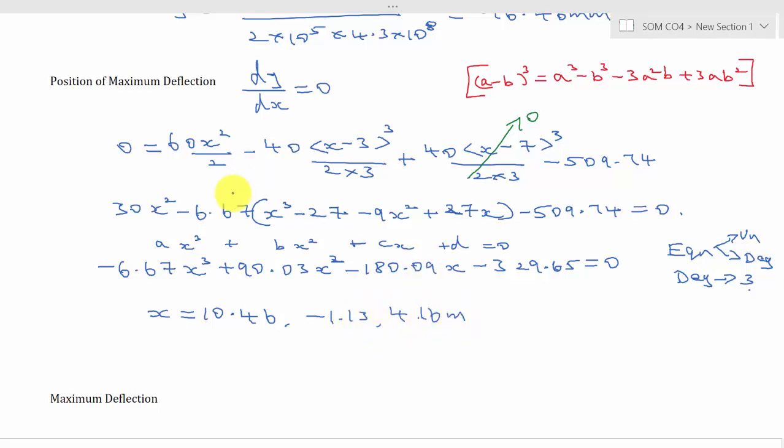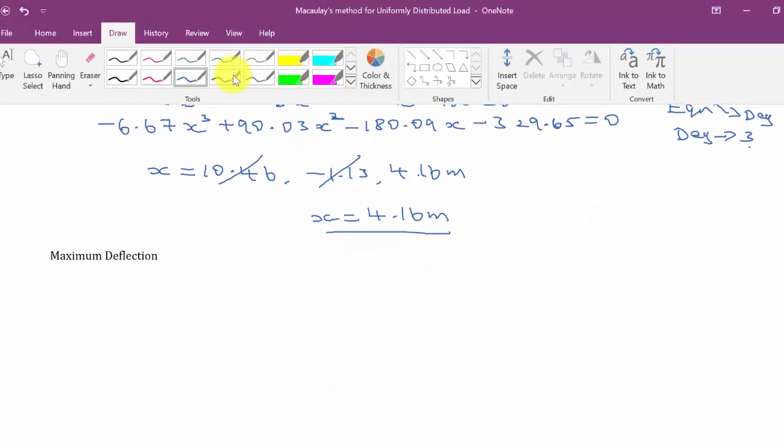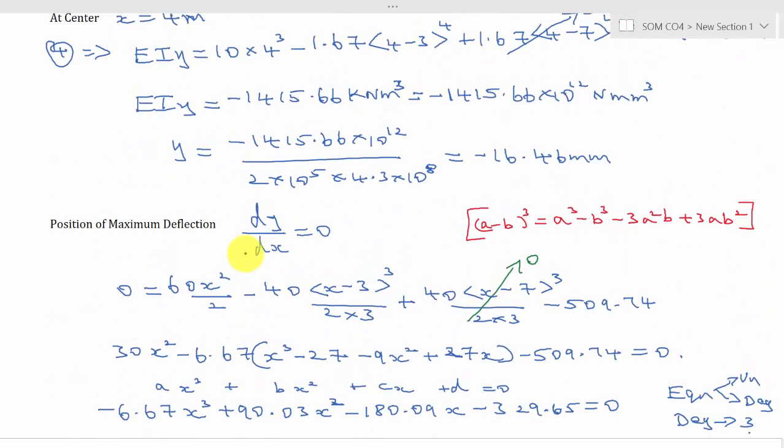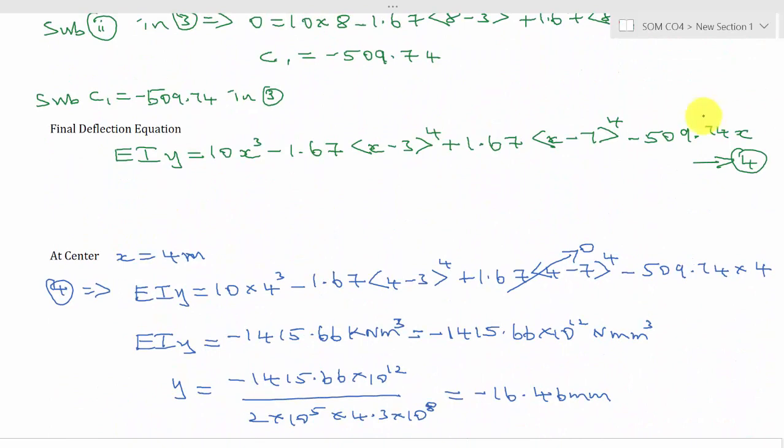So here 10.46 is not possible because the maximum value for x is 8 meter, and negative values are not possible. So my final x value is equal to 4.16 meter. So the maximum deflection can be found at an x value of 4.16. So maximum deflection is at x equal to 4.16 meter. Okay. So now I can substitute x is equal to 4.16 in my fourth equation.